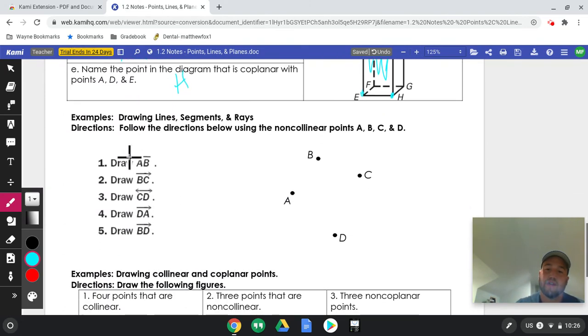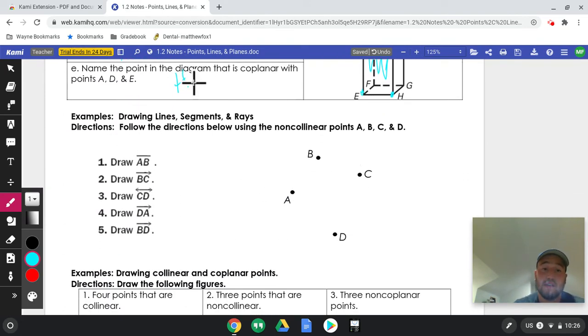All right, so the final thing I want to talk about here is it asks us to draw these lines, segments, and rays. Okay, so it says follow the directions below using the non-collinear points A, B, C, and D. What it means by non-collinear is they're spread out here. They're not all in one line. If A, B, C was here, and D was there, and they went in a line, then they would all be collinear. They're non-collinear because they're not all forming a line.